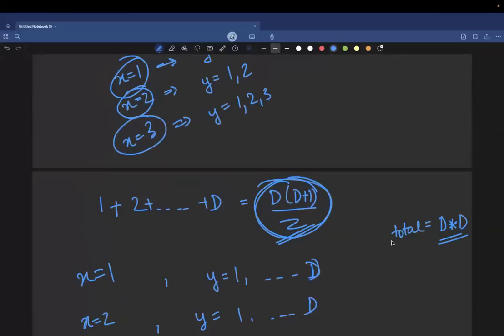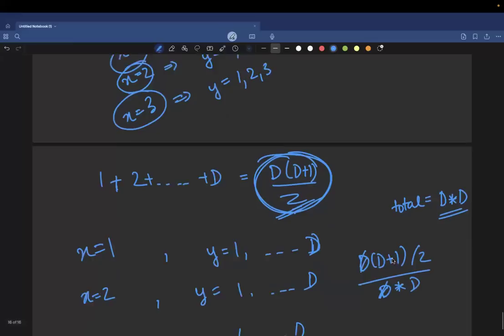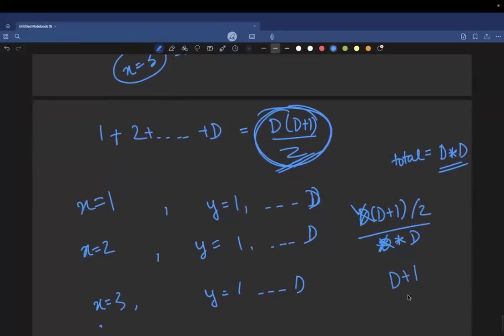So, the probability of Alice making the move is D into D plus 1 by 2 divided by D into D, or you can say it as just cancel out D and D. So you get D plus 1 by 2 into D. You have to find this out.